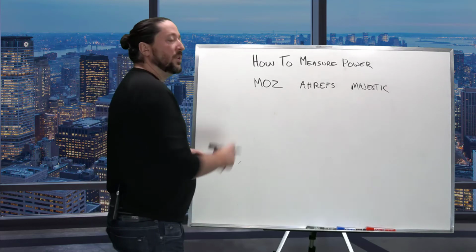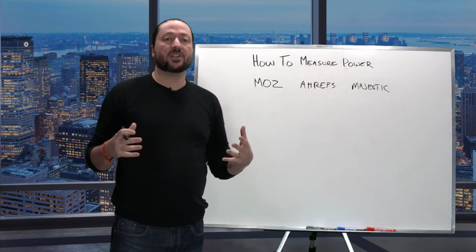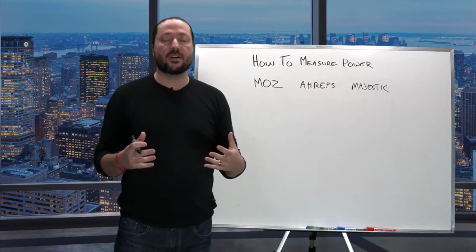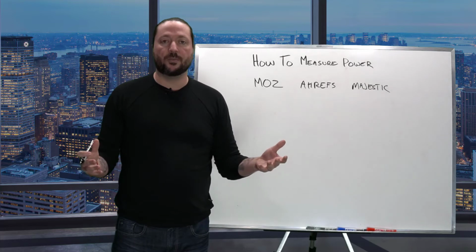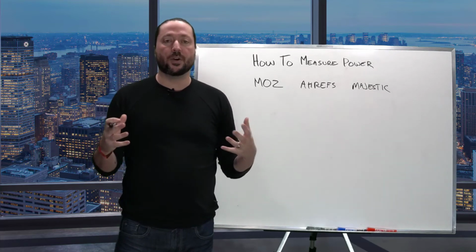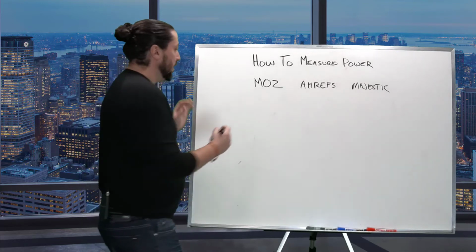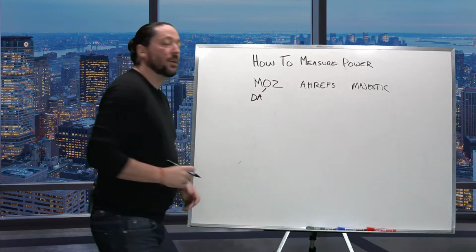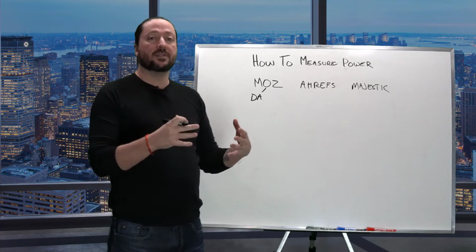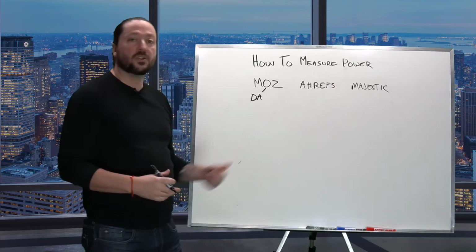So Moz, when they're measuring the power of a domain, they're actually taking a look at all the pages of that domain and all the links pointing into all the pages on the domain, and they're measuring the overall authority, the DA. That's called DA, domain authority. So they're measuring all the links pointing at all the pages and coming up with a score of a DA.